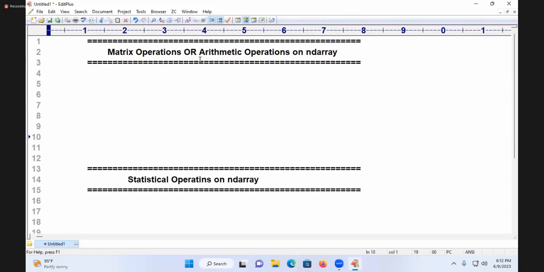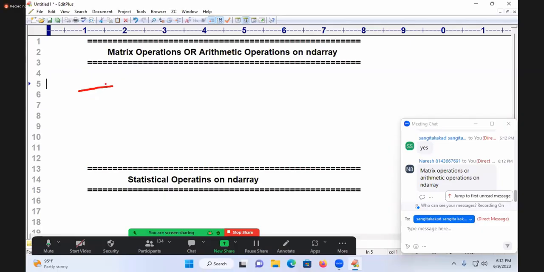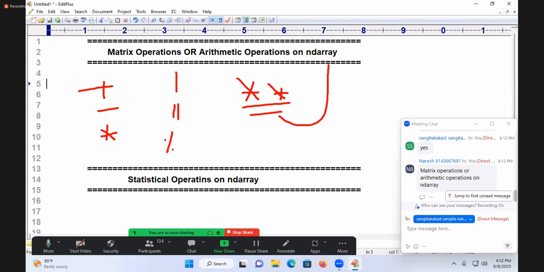So here, first you start thinking about these arithmetic operations. What are the arithmetic operations which you have done already? Plus, minus, star, single slash, double slash, percentage, and then double star. These are the operations you have done. Same operators we can apply straightforward on where also? ND array, because ND array objects support vector based operations. That's why these are permitted.